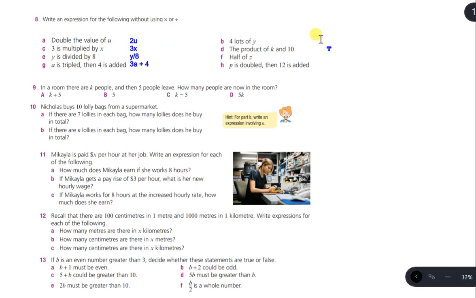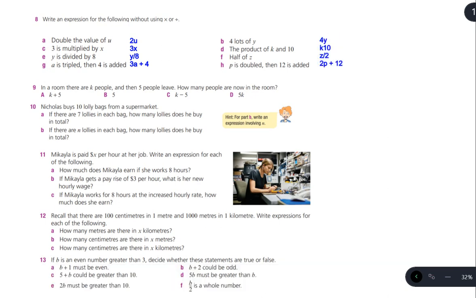Now if we go over to the other side to do the other questions. Okay, 4 lots of y means 4y. The product of k and 10, product means multiplication, so it's going to be k10. Half of z means it's going to be z divided by 2. So you would just have your fraction, where I just do a slash. And p is doubled, then 12 is added. 2p is how we double p, and then we add 12.